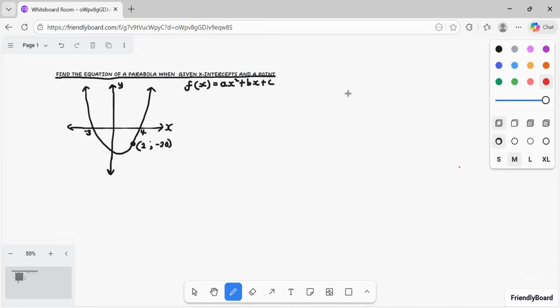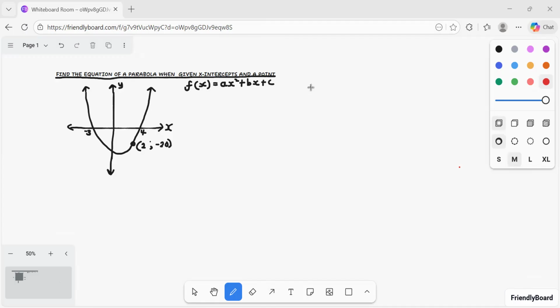All right. Today we're going to find the equation of a parabola when you are given the x-intercepts and at least one point, as you can see on the diagram there. So you can actually see that there is a parabola there. And they want us to determine the equation of this parabola in the form f of x is equal to ax squared plus bx plus c.